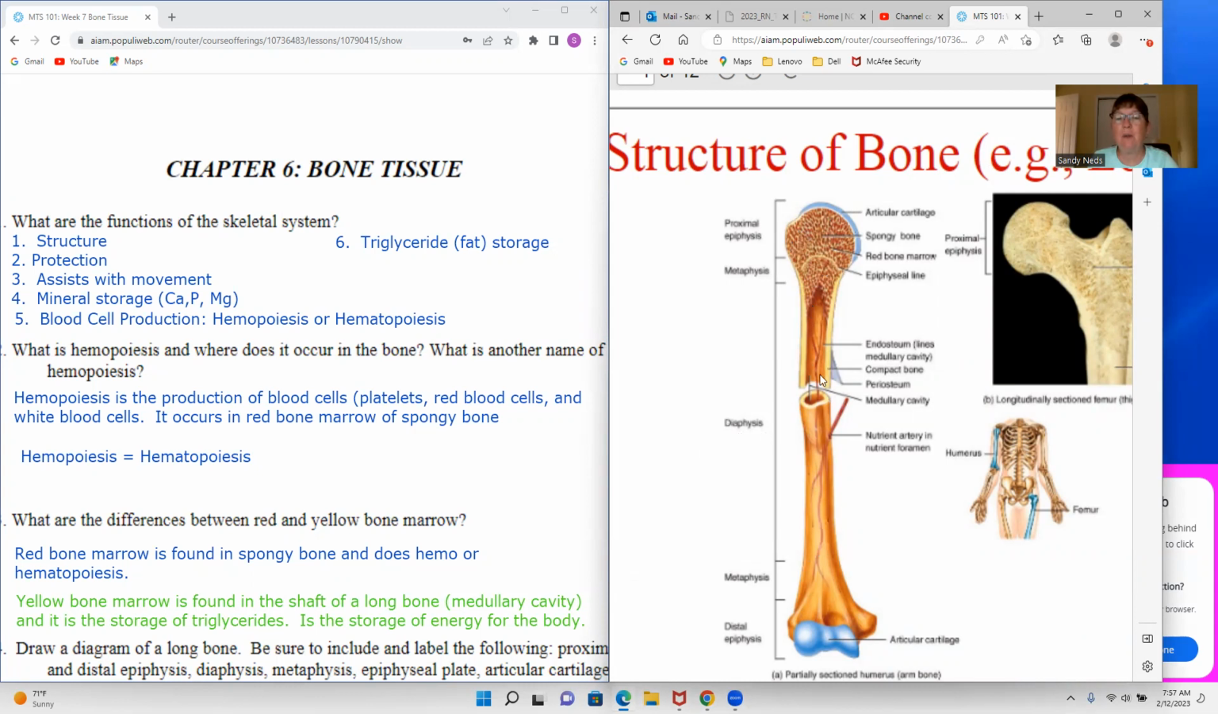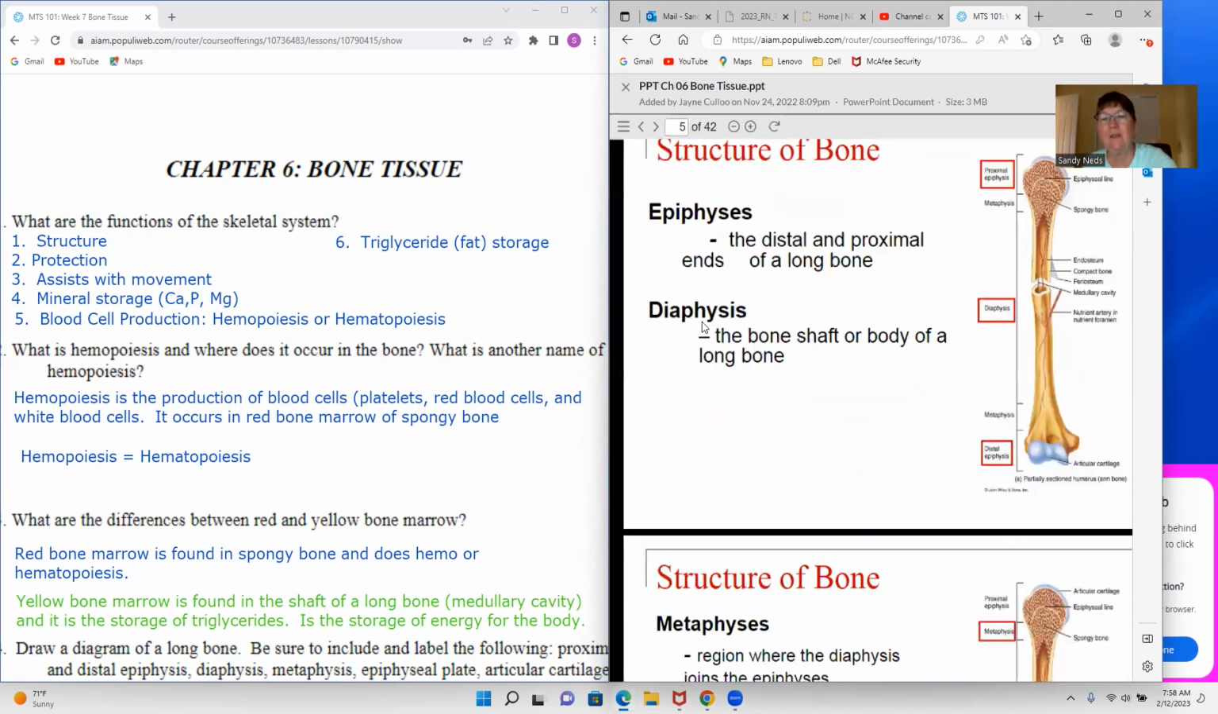The shaft of the bone is where yellow bone marrow is stored. And that is in round steak bone that we see. A round steak has solid bone around it with this white stuff at the store until we cook it, it turns yellow. And that's what is yellow bone marrow, the storage of fat.